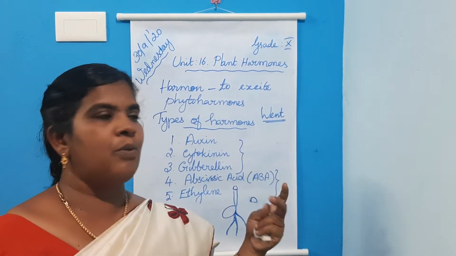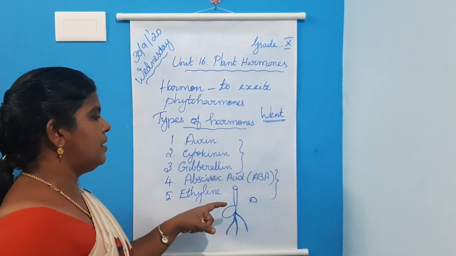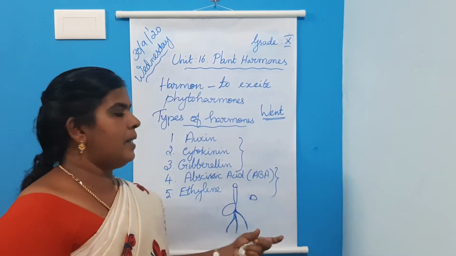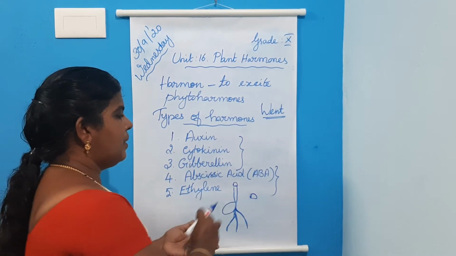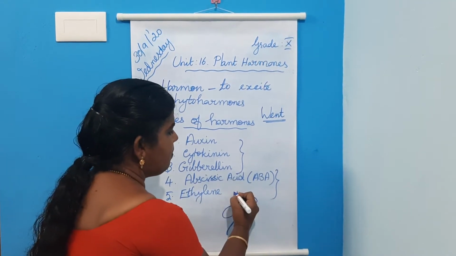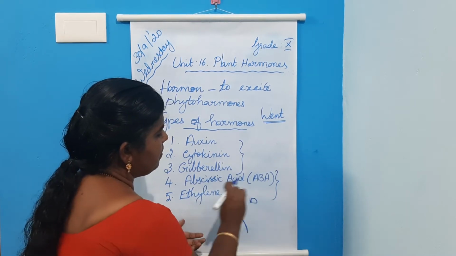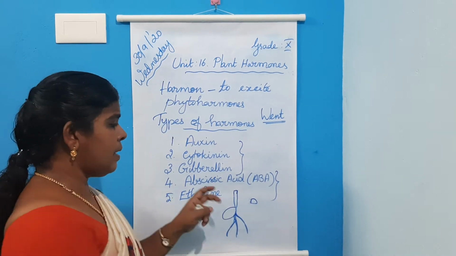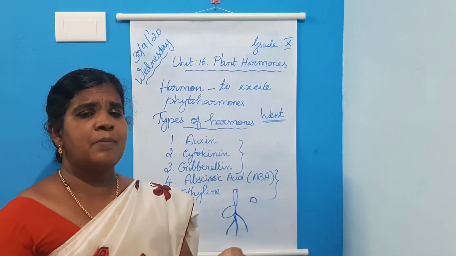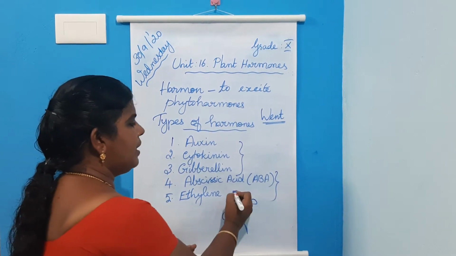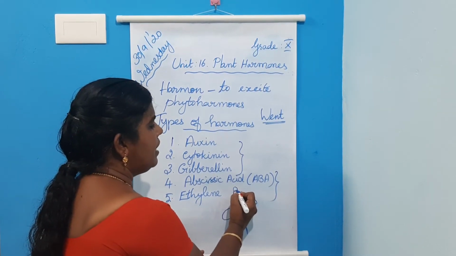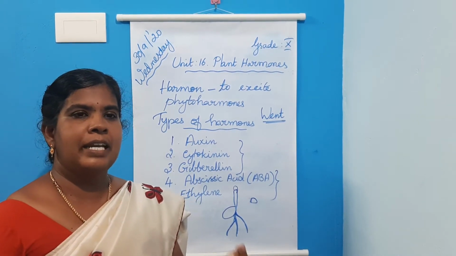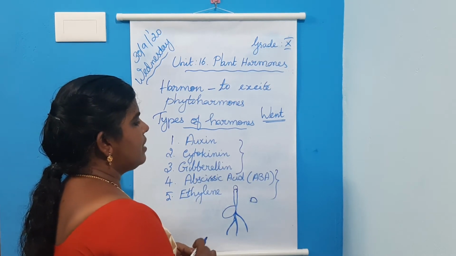So he did a lot of experiments using the Avena coleoptile, or oat plant. In his first experiment, he removed the tip of the coleoptile, and did not observe any growth. In the second experiment, he placed the agar block over the cut end. Now also he did not observe any growth.